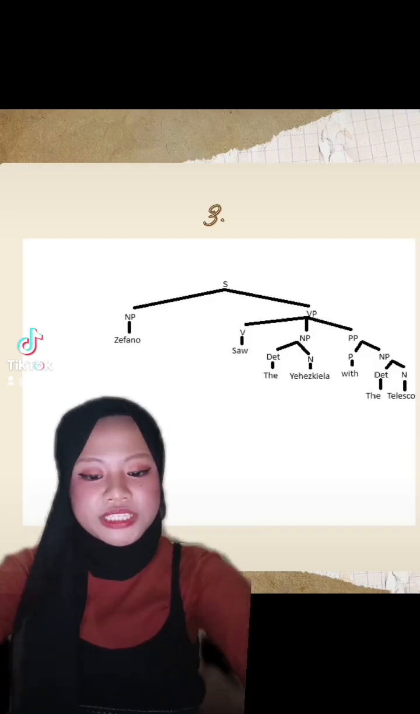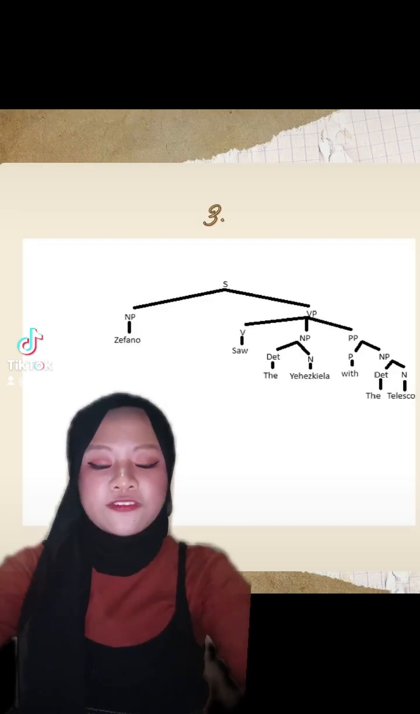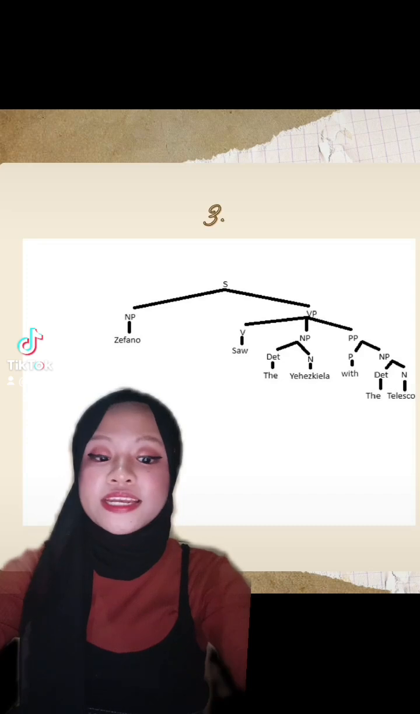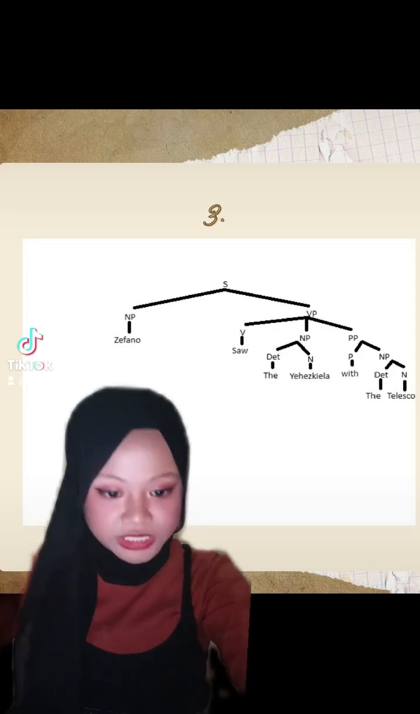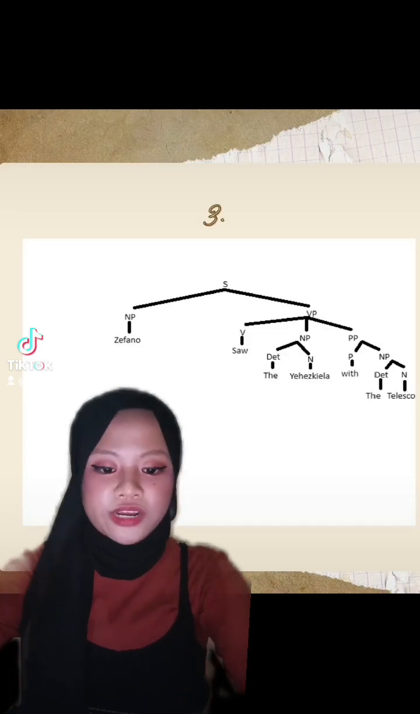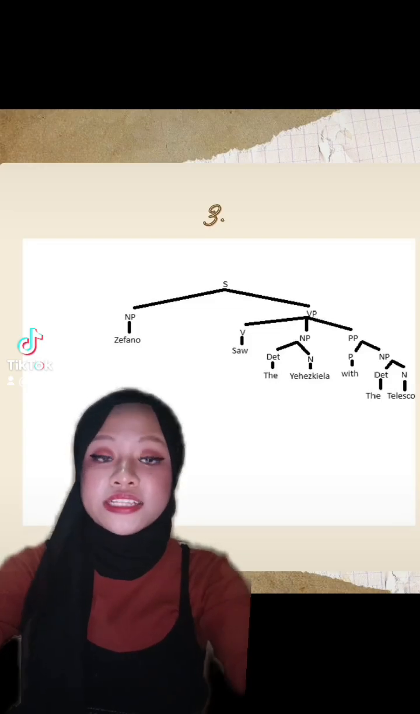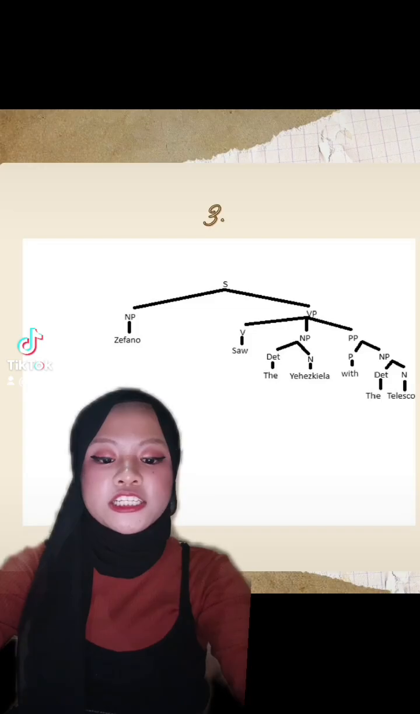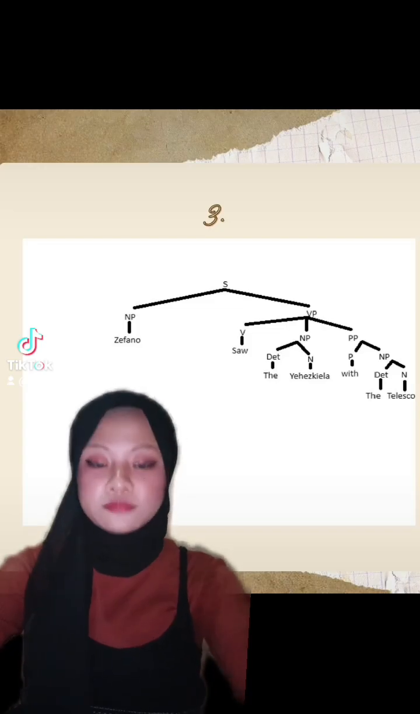The tree diagram breaks the sentence into its core components. Stefano is the subject of the sentence, saw is the verb, and the Ezekiel with the telescope is the object phrase. Within that object phrase, the Ezekiel is the noun phrase directly receiving the action, while with the telescope is a prepositional phrase providing additional detail about how the action was performed.